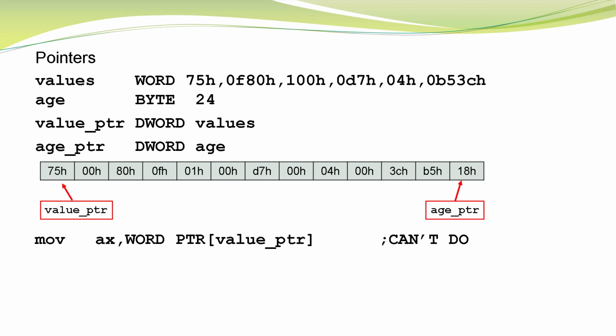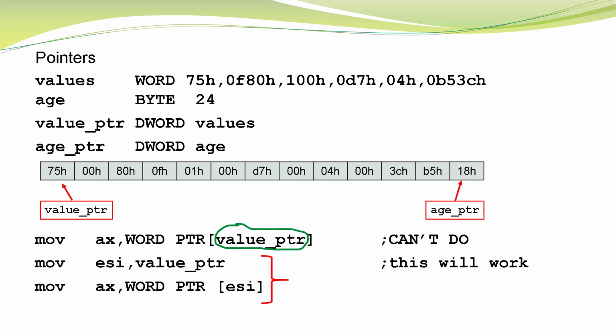I might think I can do this, but I can't, because the only thing I can put in the brackets is a register or a literal number. So this value pointer isn't going to work. You won't get the results that you want that way. Here's what I have to do. I've got to move the address stored in value pointer into a register. And then to move that into the AX register, for instance, I can put the ESI in brackets, and then I have to probably tell the assembler it's pointing at a word. Remember, the assembler has to know what size data it's pointing to.